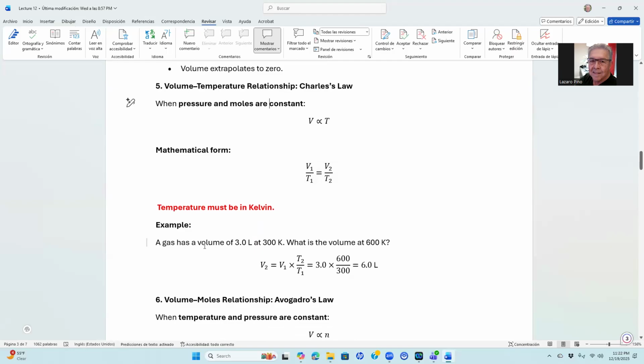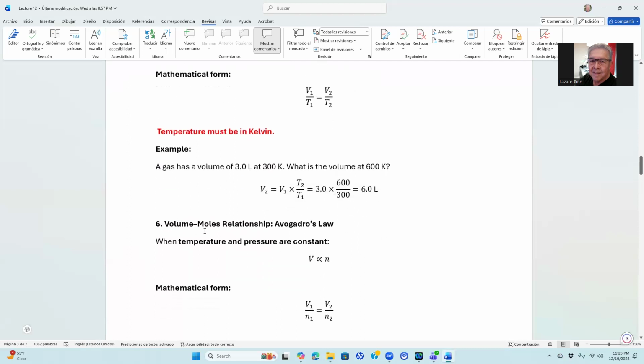Example: a gas has a volume of 3 liters at 300 Kelvin. What is the volume at 600 Kelvin? Then you multiply the volume by temperature 2 over temperature 1 in Kelvin, and the answer is 6 liters.